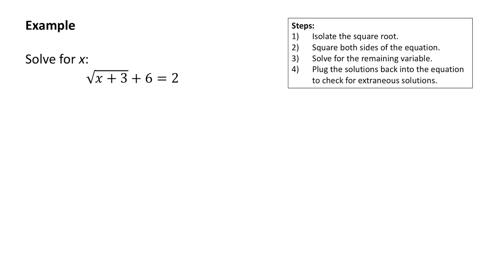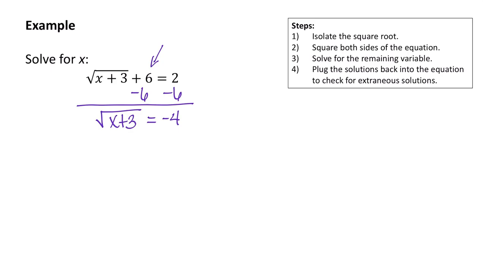Let's try solving for x. So first you need to isolate the square root. Notice that the square root is not by itself because there's an extra plus 6 right there. So we're going to undo that 6 by subtracting 6 from both sides. When we subtract 6 from both sides, we end up with the square root of x plus 3 equals 2 minus 6, which is negative 4.